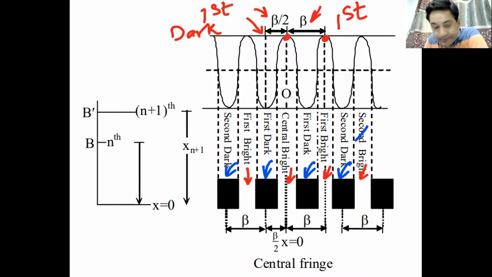Have you drawn this diagram? Okay, sir. Please draw this diagram and mark these beta correctly, because if you understand this, the chapter is over as such. So first you draw this diagram, then we will write the definition of fringe width. I'll give you 2 minutes to do that.